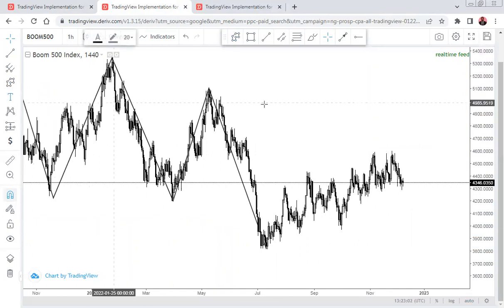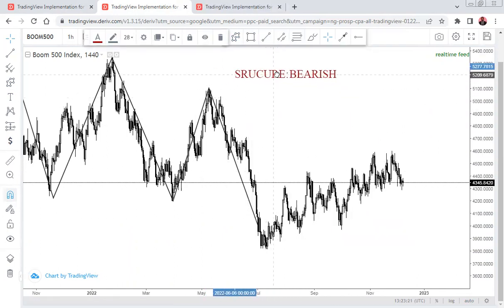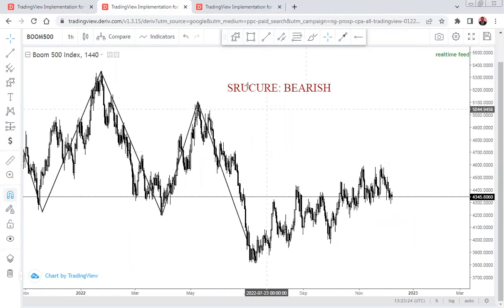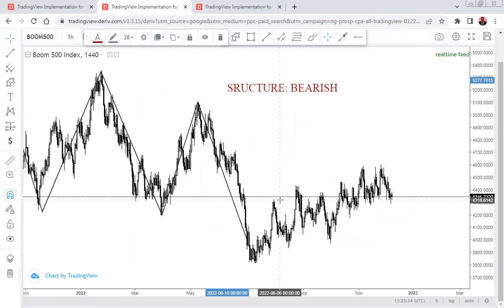So let me write that out. Structure is bearish. That's the first thing to be able to identify. Structure of Boom 500 is bearish. Let's leave that here. Okay, let me edit this. Okay, I think I'm correct now. It's bearish.